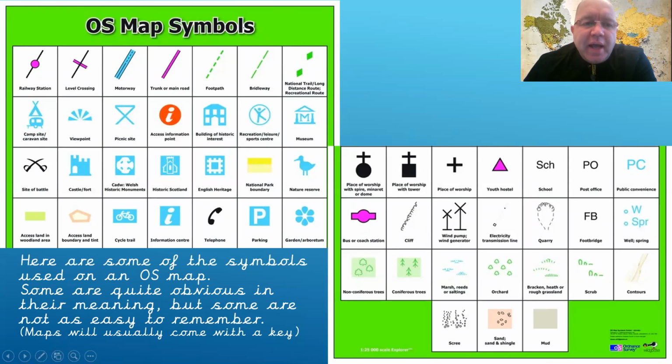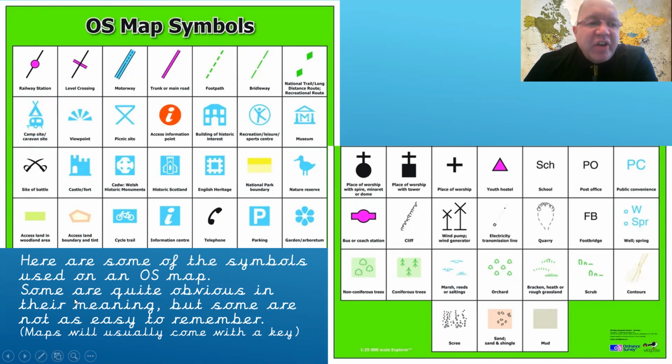Now, something else I said would be a learning objective for today was looking at OS map symbols. And here's just some of them. You can see there are lots, and there's quite a few more. There's some that we've not included on this page, but something to remember is if you are looking at a map, it will always come with a key. So you can always refer to that to decide what each symbol means.